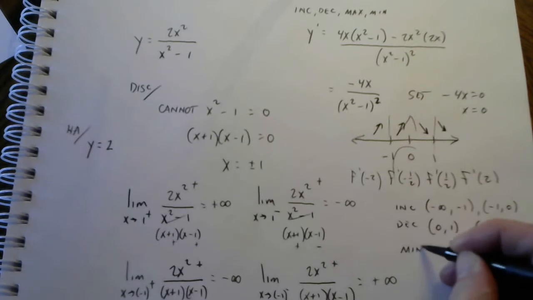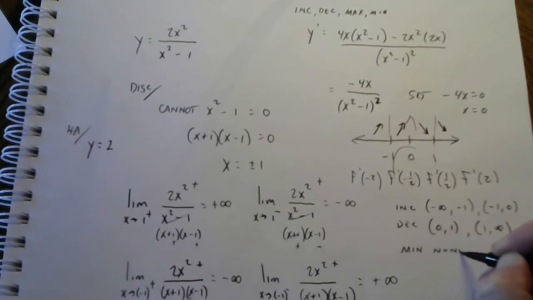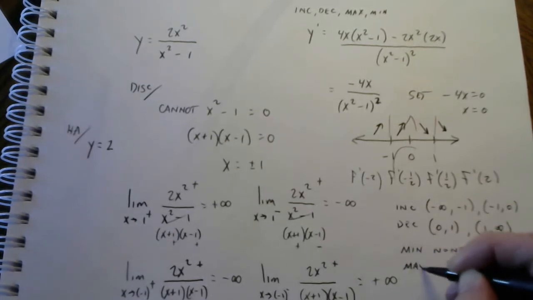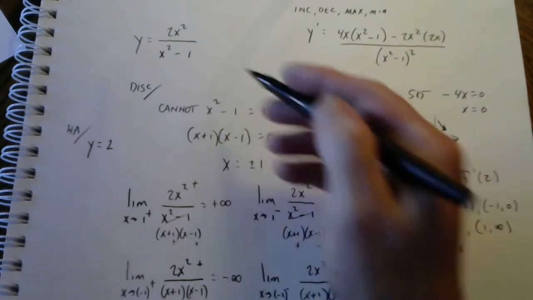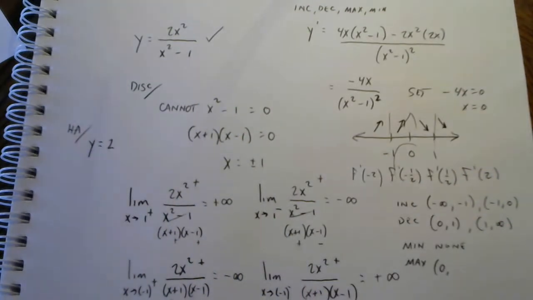And there's no minimums, so we say none. And the max is at 0 something. The y values always come from that. And when I put a 0 in there, I get a 0. So we have a maximum at the origin.